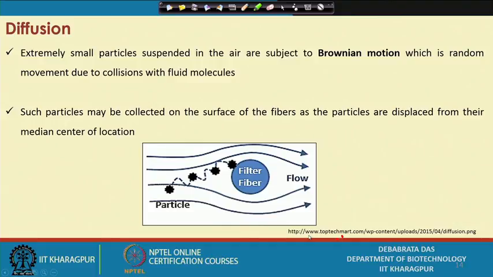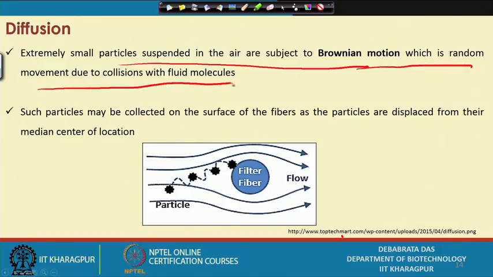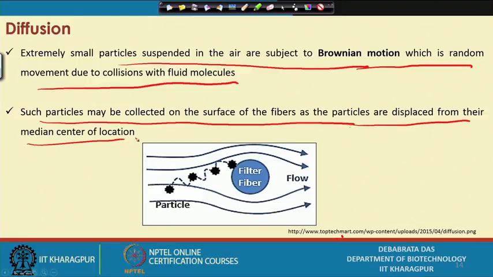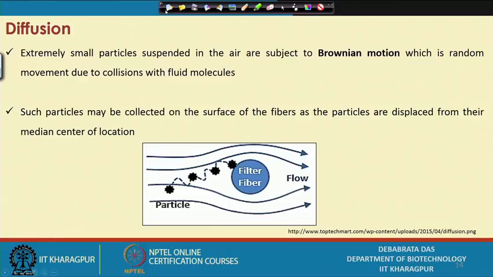Now, diffusion. I was telling that extremely small particles suspended in air are subject to Brownian motion, which is random movement due to collision of the fluid molecules, and such particles may be collected on the surface of the fiber as the particles are displaced from their median center location. This is how one particle strikes another particle, which strikes another particle, then ultimately it is deposited on the surface. This usually occurs when air flows at very low velocity.